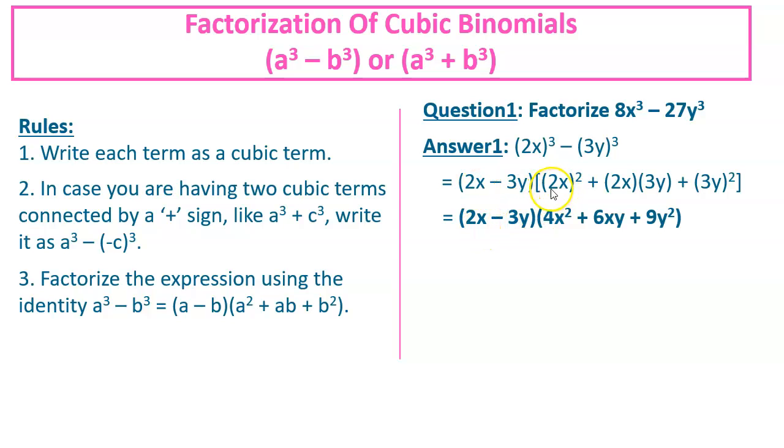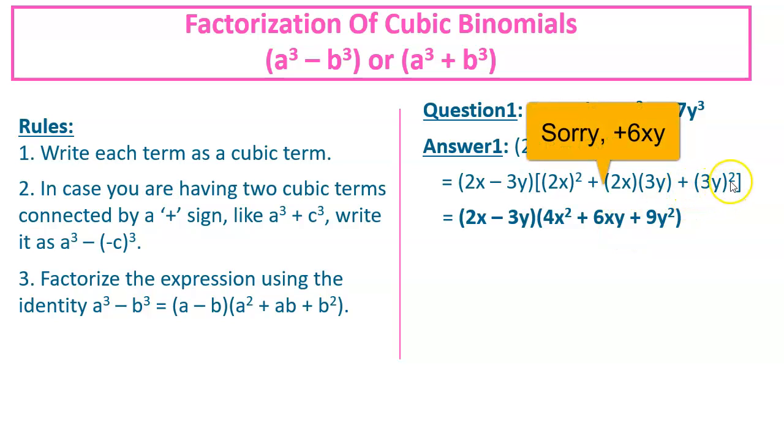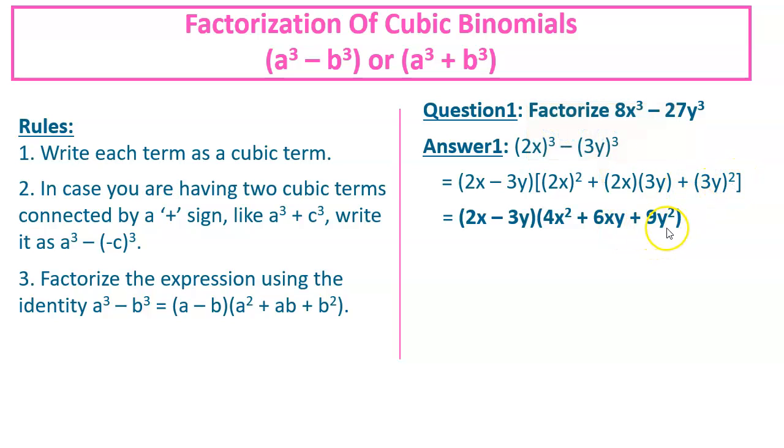(2x minus 3y), (2x)^2 is 4x^2, plus these two multiplied together gives us plus 6xy, and plus (3y)^2 is plus 9y^2. This is the factorized form of 8x^3 minus 27y^3. Do not be surprised that you have only two terms in the original question and such a long factorized form. Okay, it is the actual answer. It is the correct answer.